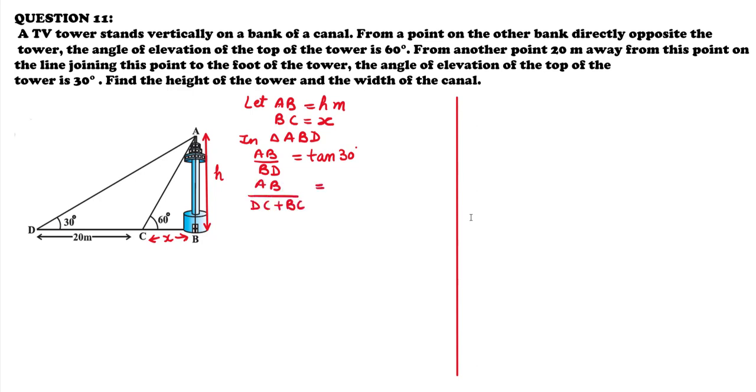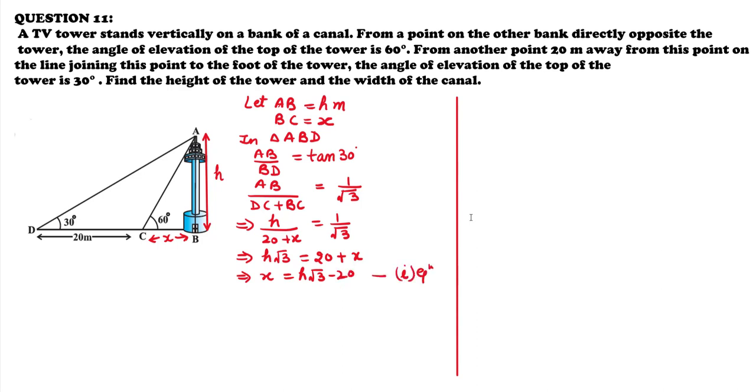So that implies AB upon BD, what is BD? BD is sum of DC and BC. So that is AB upon DC plus BC is equal to 1 by root 3. That implies h upon 20 plus x is equal to 1 by root 3. That implies h root 3 is equal to 20 plus x. That implies x is equal to h root 3 minus 20. This is equation 1.